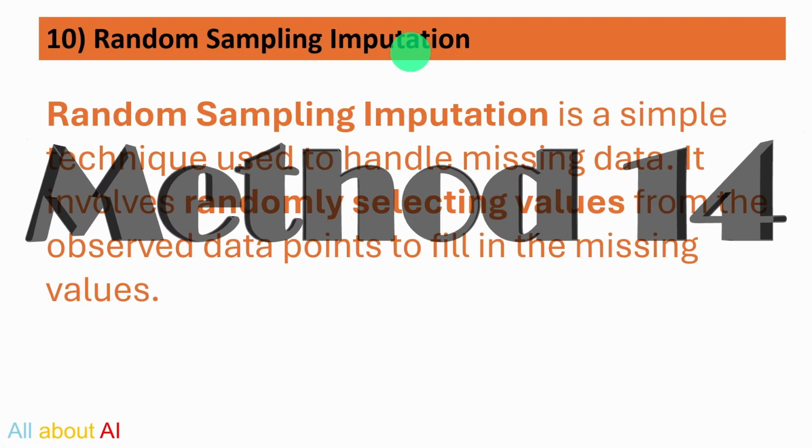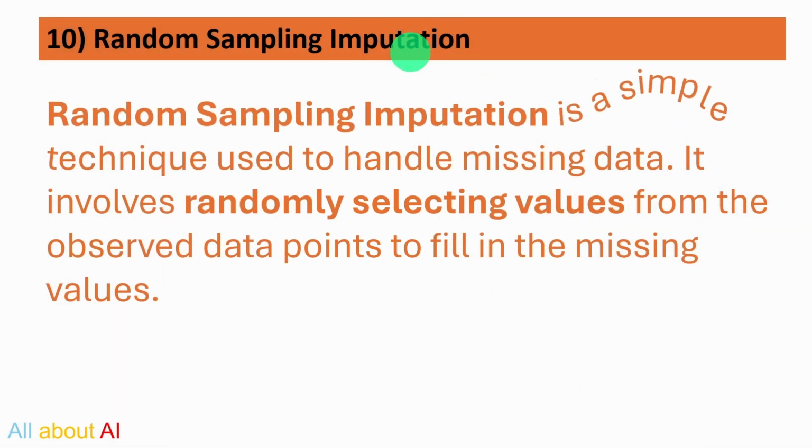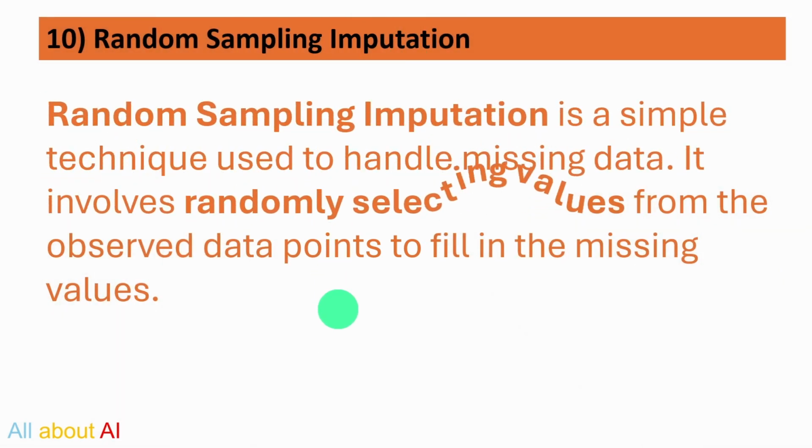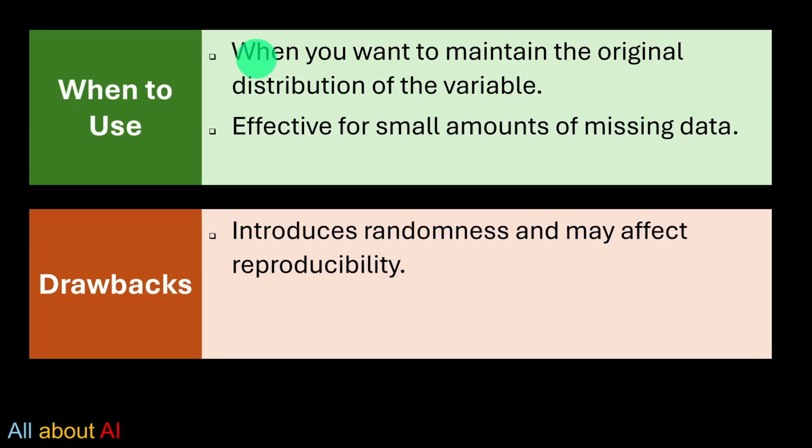Random sampling imputation. Random sampling imputation is a simple technique used to handle missing data. It involves randomly selecting values from the observed data points to fill the missing values. In our example, we'll be taking existing data in that variable field and randomly selecting values to impute. When to use? When you want to maintain the original distribution of the variable. It is effective for small amounts of missing data. Again, this introduces randomness and may affect reproducibility, because every time we run, it will impute randomly.